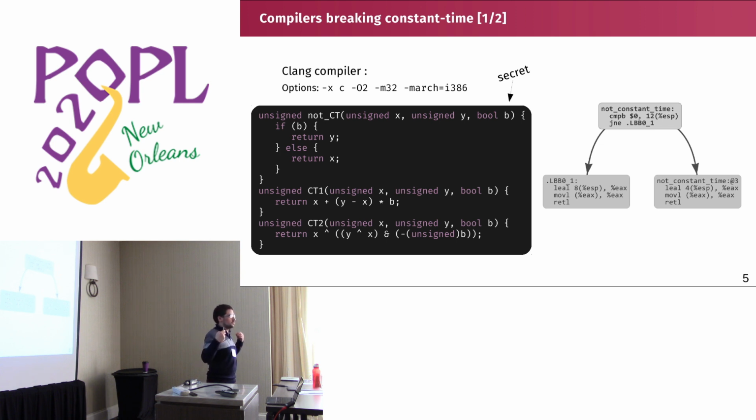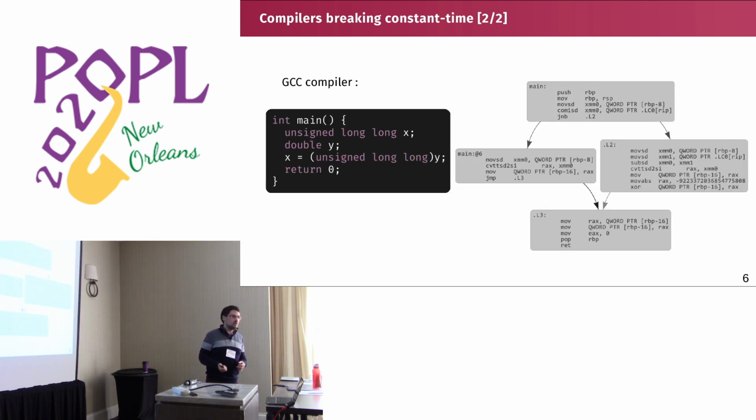So if your boolean b is a secret, you would say that the first function is not constant time as it performs the branching on the boolean, while the two others look safe because there is no explicit branching in the function. But if you compile these three functions with the Clang compiler and these options, it turns out that the exact same code is produced for the three functions. You don't need to understand the details, but there's a jump right here and a branching. So that's a kind of behavior that we want to avoid in a secure compiler.